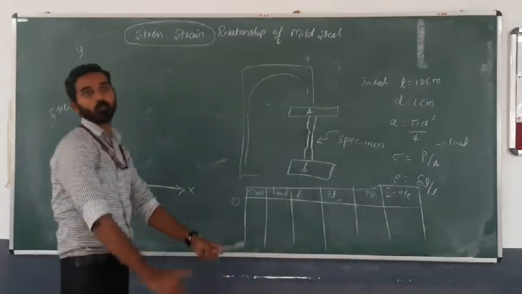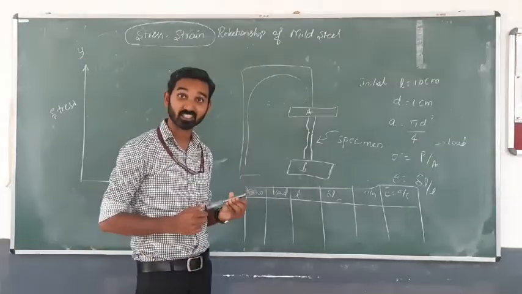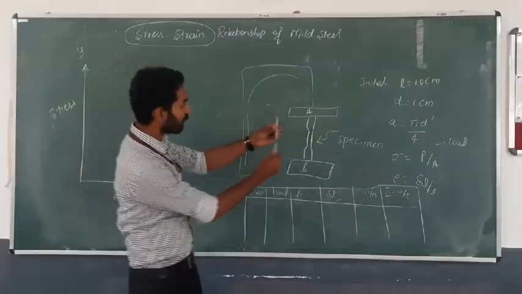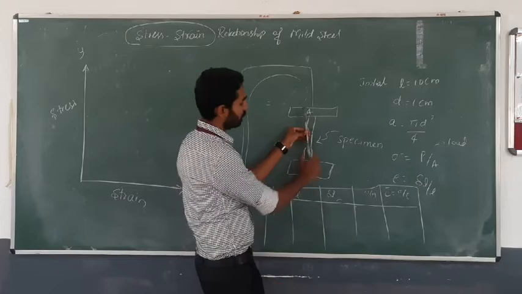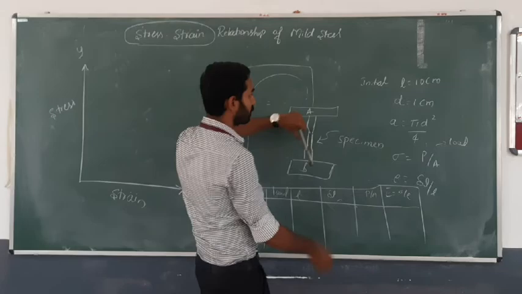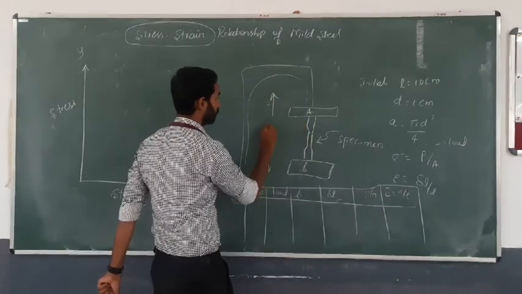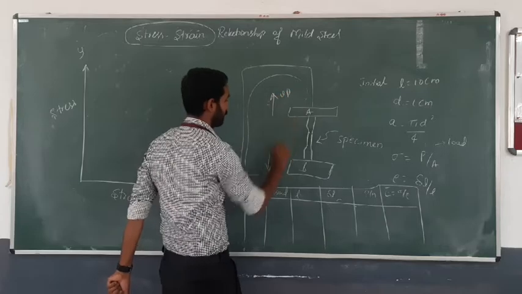Let us start off with the procedure. This one is the specimen used for the stress strain relationship for mild steel. I will place the specimen like this. For this particular case, we need to apply the tensile load. Tensile load is nothing but one force moving upward and one more force moving downwards. Up, down.